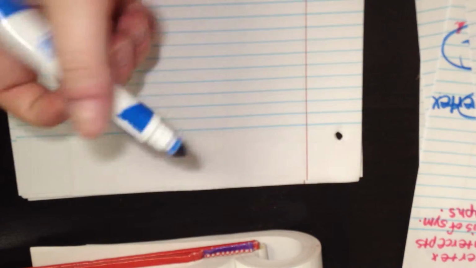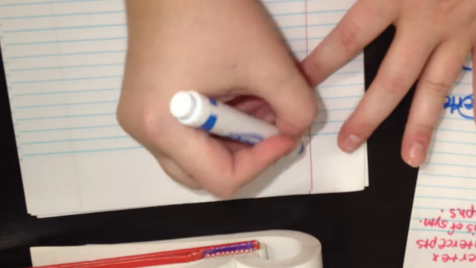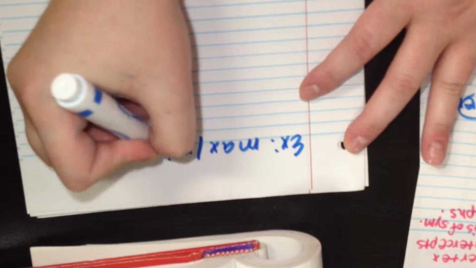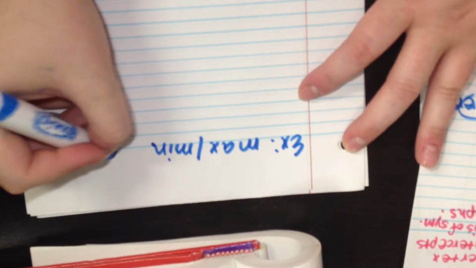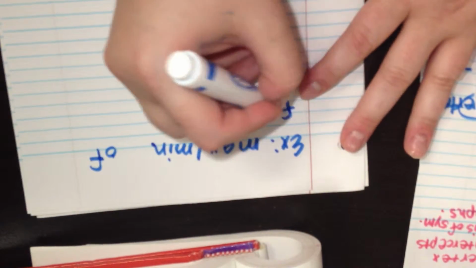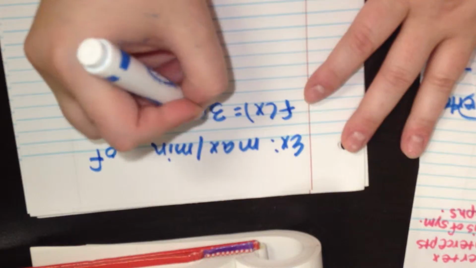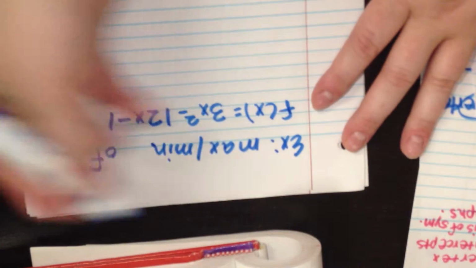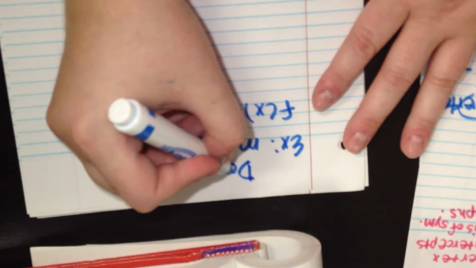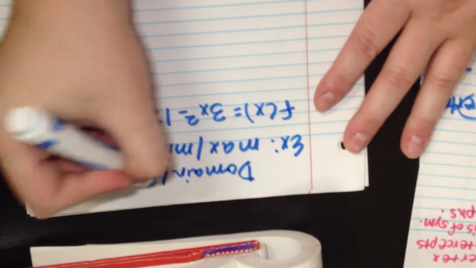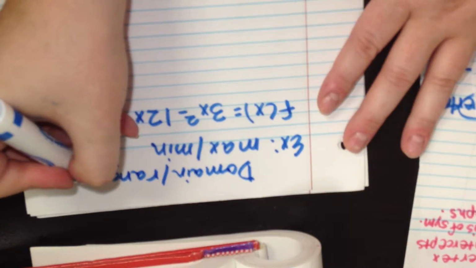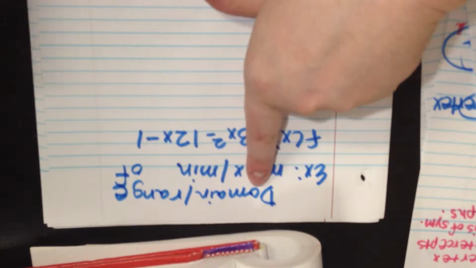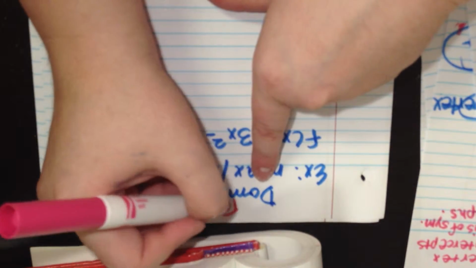Last but not least, we are going to find the maximum and minimum of f of x equals 3x squared minus 12x minus 1. And we're also going to find the domain and the range. Hopefully you should remember from like 2 seconds ago that the domain is always all real numbers.